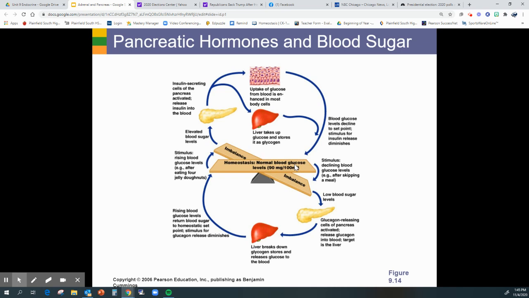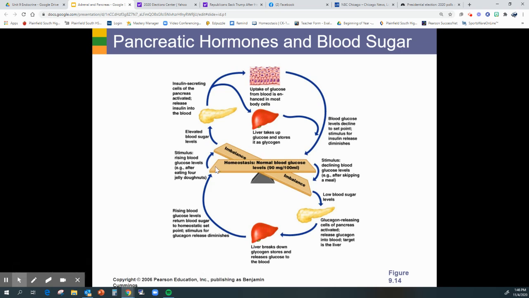Now, if we go the other way, so we're below 90, this is a declining blood glucose. Now this person hasn't eaten for a while. We're going to see low sugar levels. Now, instead of secreting insulin, we're secreting glucagon. The idea here is the glucagon is going to target those cells in the liver, causing the liver to release glycogen and turn it back to glucose. Dumping all that glucose into the blood raises our blood glucose level, hopefully bringing this process back to normal homeostasis.